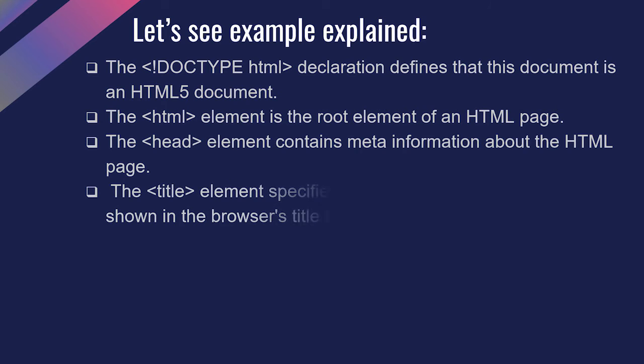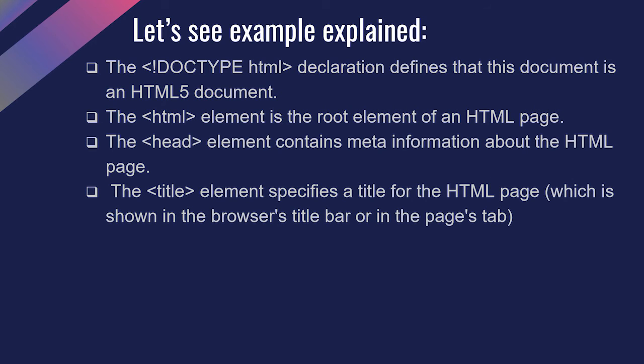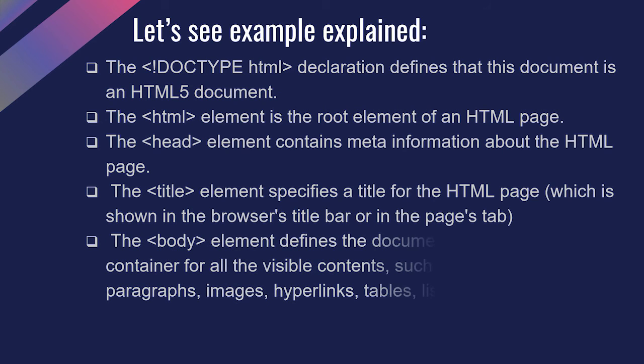The title element specifies a title for the HTML page, which is shown in the browser's title bar or in the page's tab. The body element defines the document's body and is a container for all the visible contents, such as headings, paragraphs, images, hyperlinks, tables, lists.